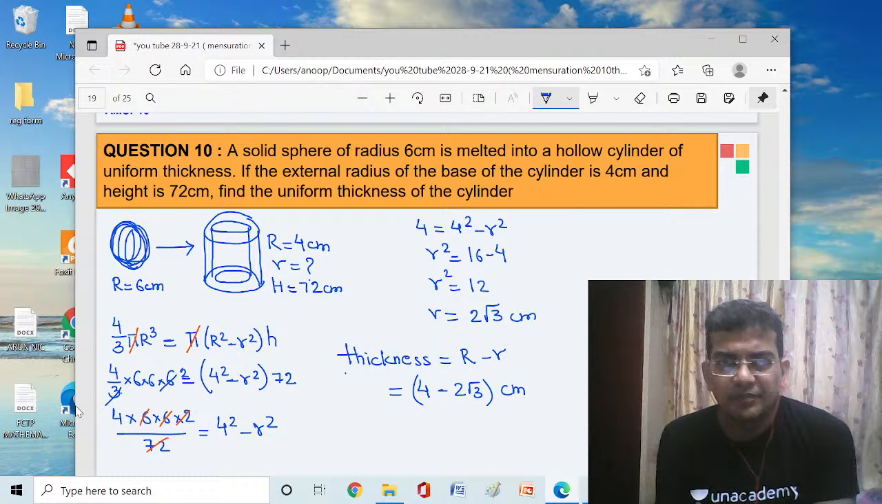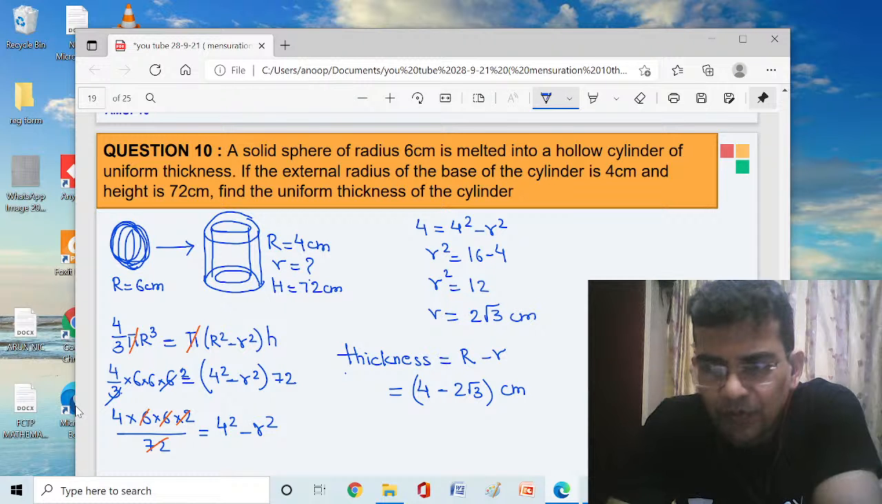So students, today we did 10 important questions on mensuration. So hope it's clear to you how to solve such questions in which there will be melting of one solid and transforming it into another solid. There you are always going to equate the volume.